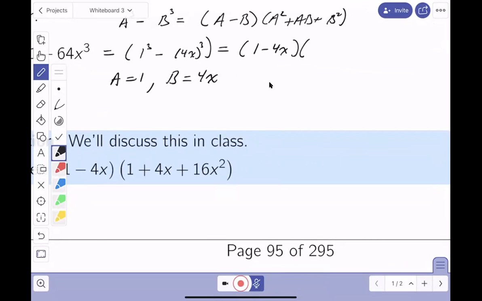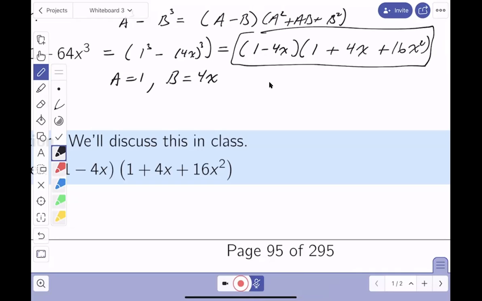Then you can get a squared. I want to point out we're looking at the pattern. So let's see, what's a squared? It's 1, plus a times b. Well, 1 times 4x is 4x, plus b squared. And what's b squared? Well, 4x squared would be 4 times 4, which is 16, and x times x is x squared. Yes, I know that's quadratic, but it's not worth trying at this level. So I want to look at the answer key and see if I got it right.